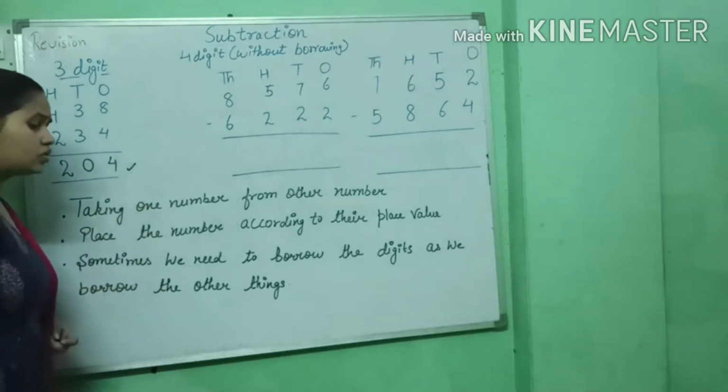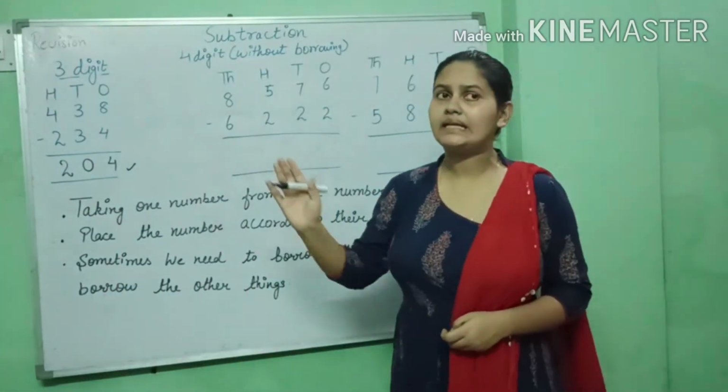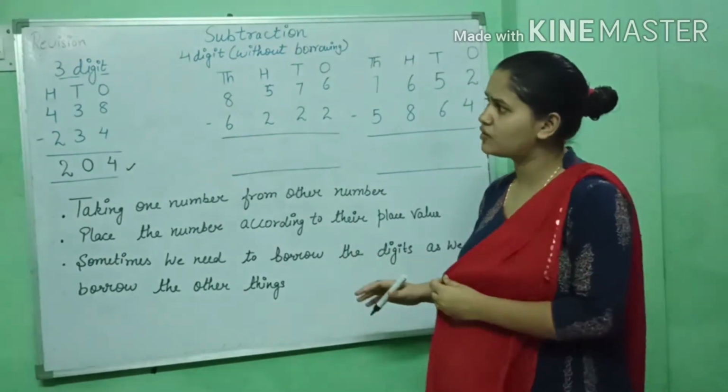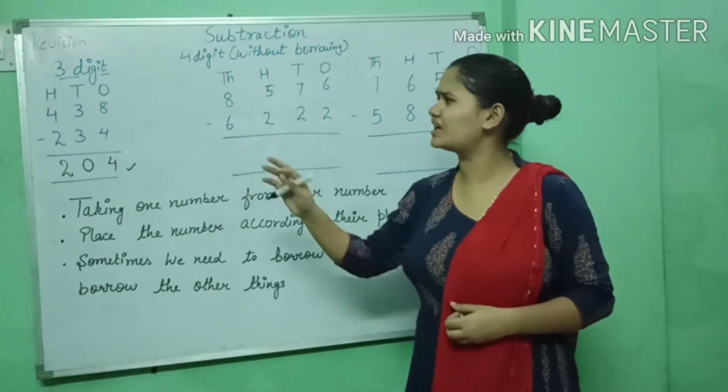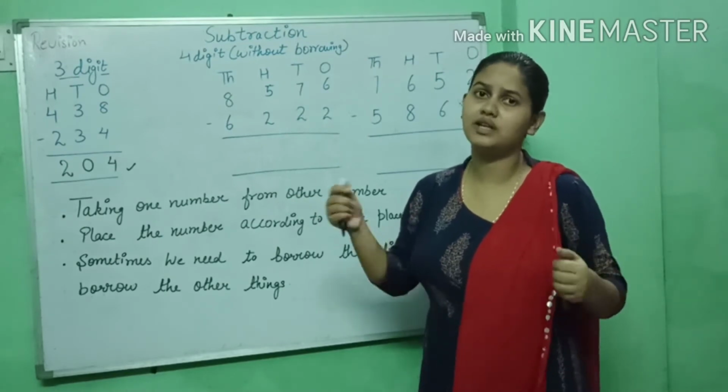So 204 is the answer for your 3-digit number. In this way we filled it up, because there is no borrowing sum. Now there is a 3-digit number, so that's why it's very easy.